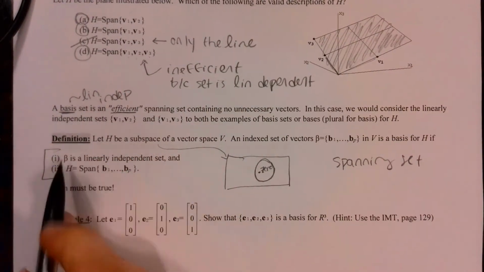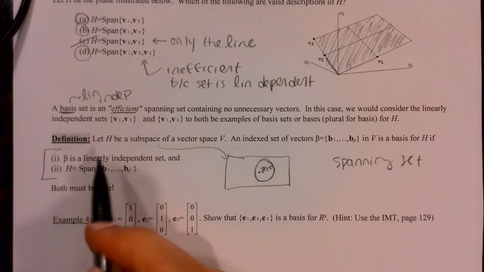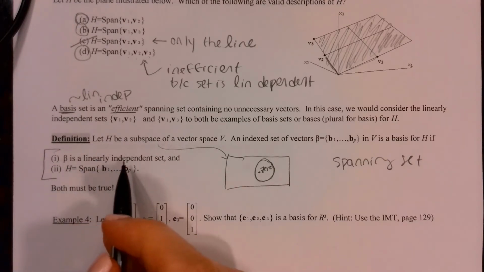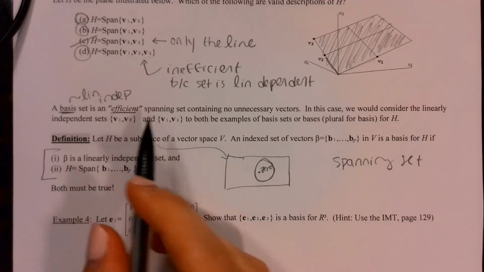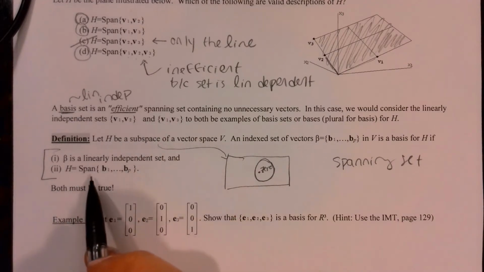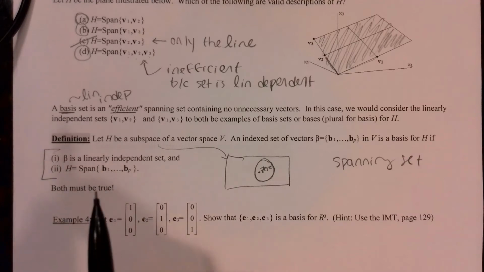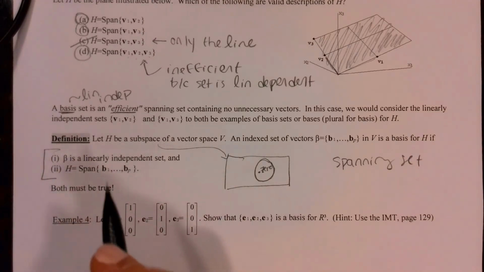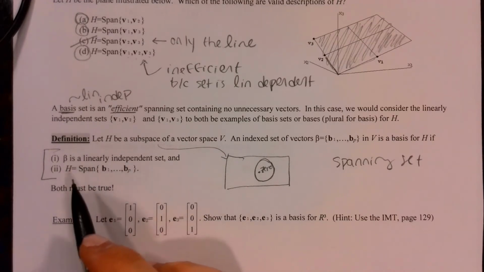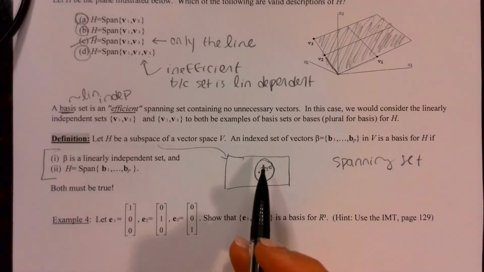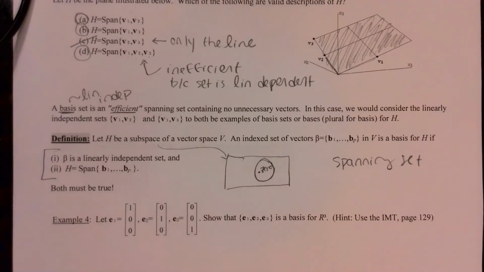Then 2 things must be true to create that basis. 1, the basis, the set of vectors, has to be linearly independent. If it's linearly dependent, we're not using the most efficient set. And 2, it must span all of the subspace that we are looking for. Okay? Both of these have to be true in order for this to be a basis. We want to use an efficient set, and we want to cover everything in this space. Okay, that's what those 2 conditions kind of mean.